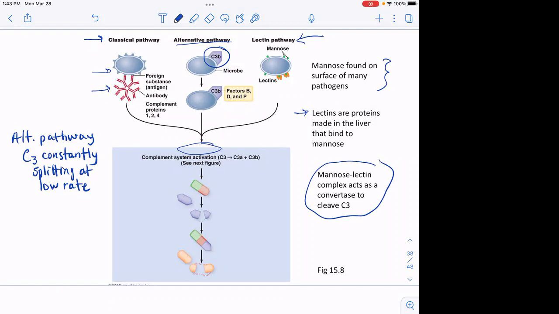Mannose is a monosaccharide. Okay, you're right. Yeah, thank you. Okay. It's a sugar though, right? Thank you for mentioning that.